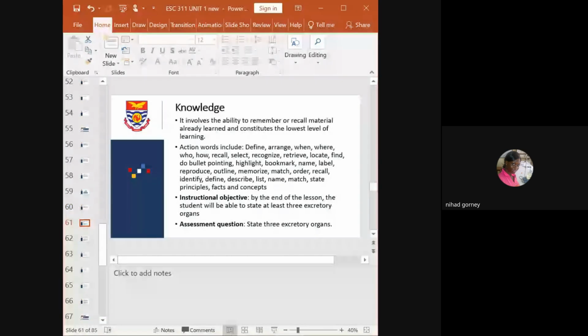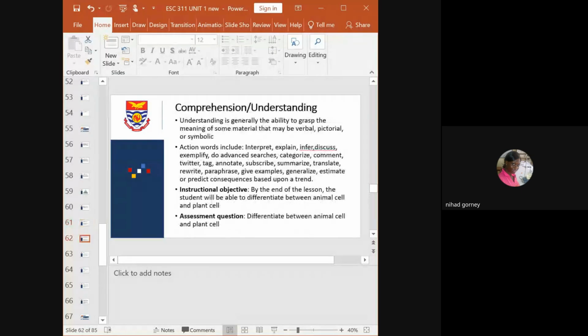Then when we come to an assessment or instructional objective that we can use knowledge to assess, we can write that by the end of the lesson, the student will be able to state at least 3 excretory organs. And objectives normally work with assessment questions. So if we write such an objective, then the corresponding assessment question is to ask the student to state 3 excretory organs. So objectives link with the assessment question.